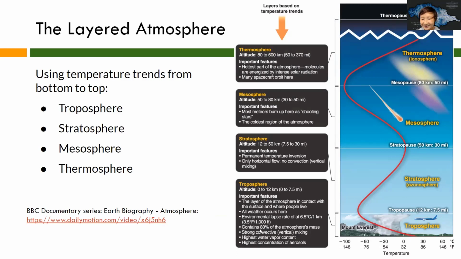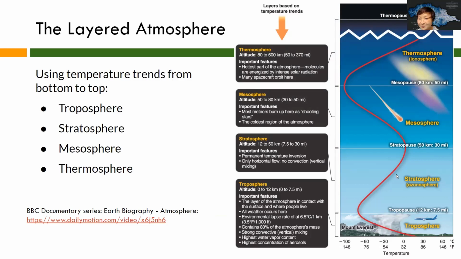And it traps all the water. Not all, 80% of the atmosphere's mass and water. Almost all the water, actually. Strong convective mixing and the highest water content, right? And the highest concentration of aerosols, those solid and liquid particles in our atmosphere. This convective mixing is just in the troposphere, because as you can see in our stratosphere, temperature has a different trend.